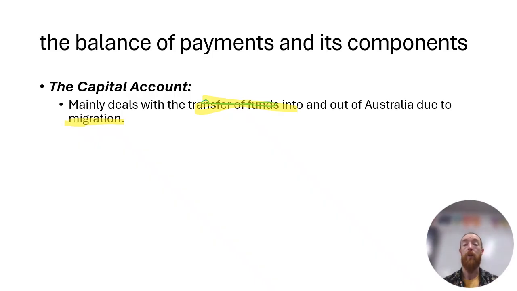Skilled migration is one of our greatest tools for our aggregate supply. And therefore, this account is almost always in surplus, except for a brief period during COVID where we had more people migrating out of Australia.